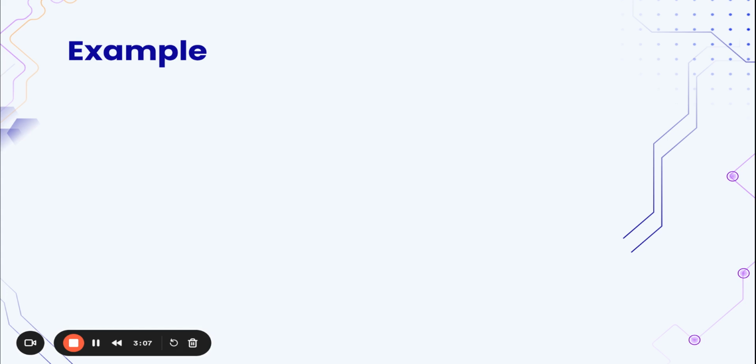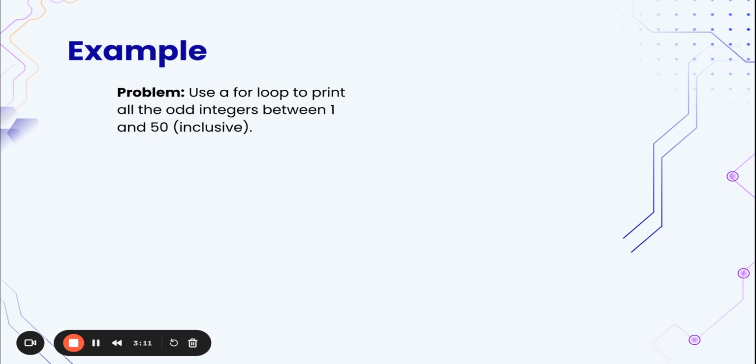Okay, so now let's go through a few examples. So let's say you have a problem that says use a for loop to print all the odd integers between 1 and 50 inclusive. And this is one of the solutions: for i in range(1, 50, 2): print(i).